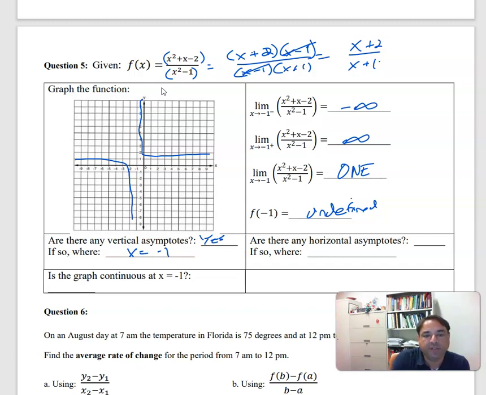The degrees are the same. So yes, there's a horizontal asymptote, and we take the leading coefficient. 1 over 1 would be 1. So we can see that there is a vertical asymptote at x equals negative 1, and there is a horizontal asymptote at y equals 1. That's questions 1 through 5.